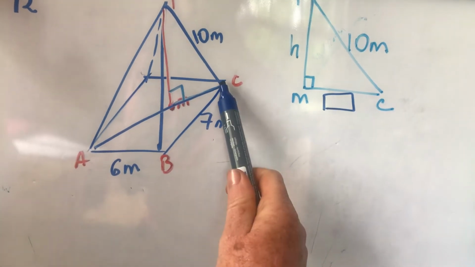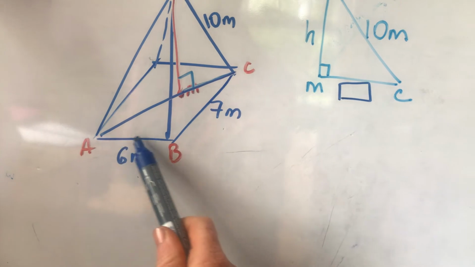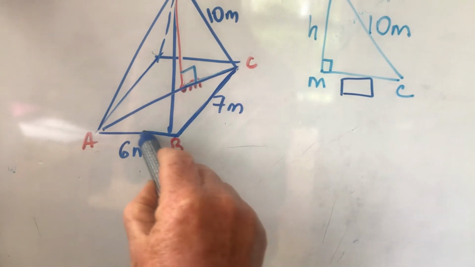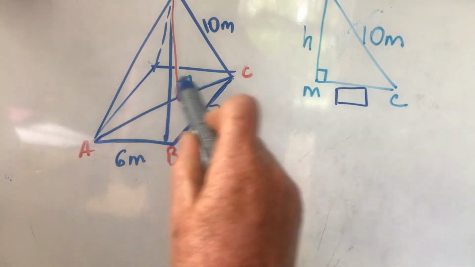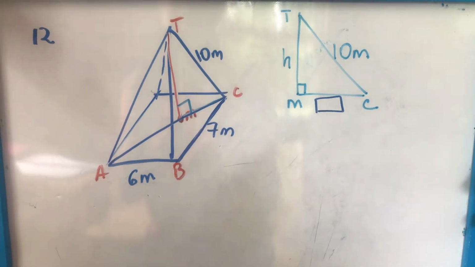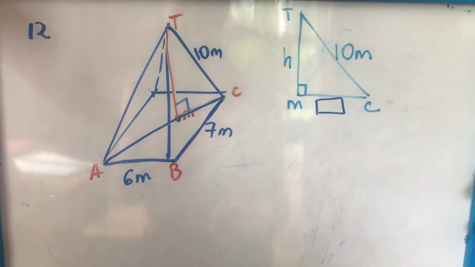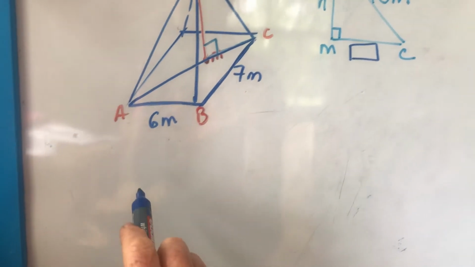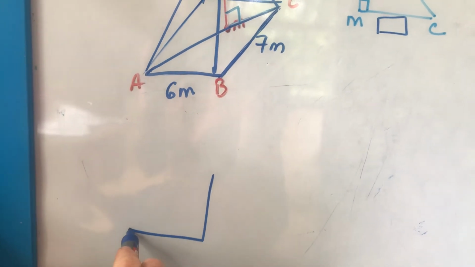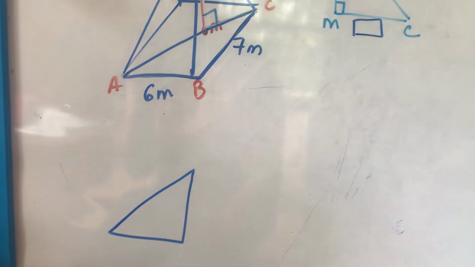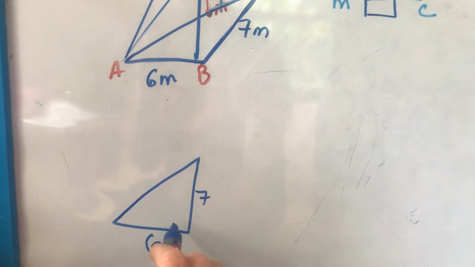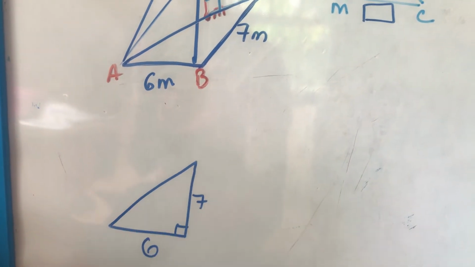So can I find out this whole line? Yes, look at that. It's in a right angle triangle here from C to B to A. Remember, this is a rectangle on the bottom. It's drawn off at an angle so it looks 3D, but it is a rectangular based pyramid. So I've got a 7, a 6, and the one that I don't know that I need to find out.